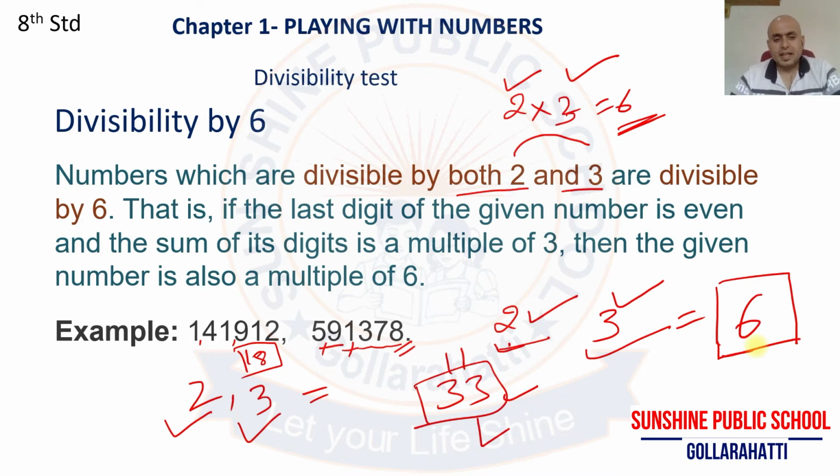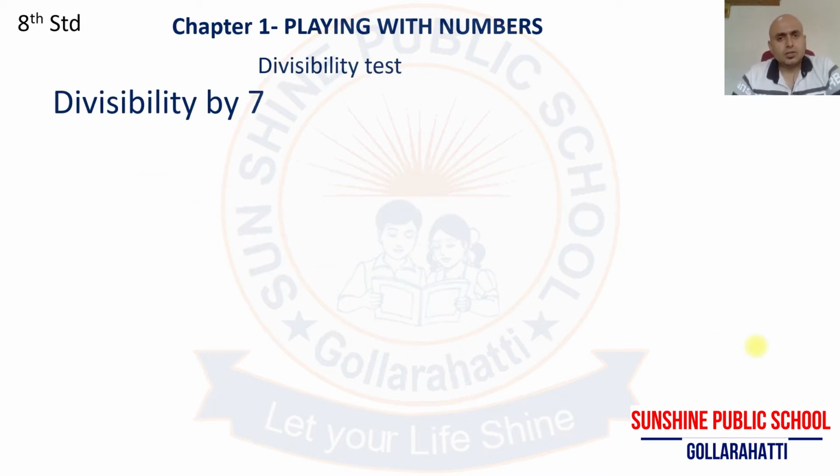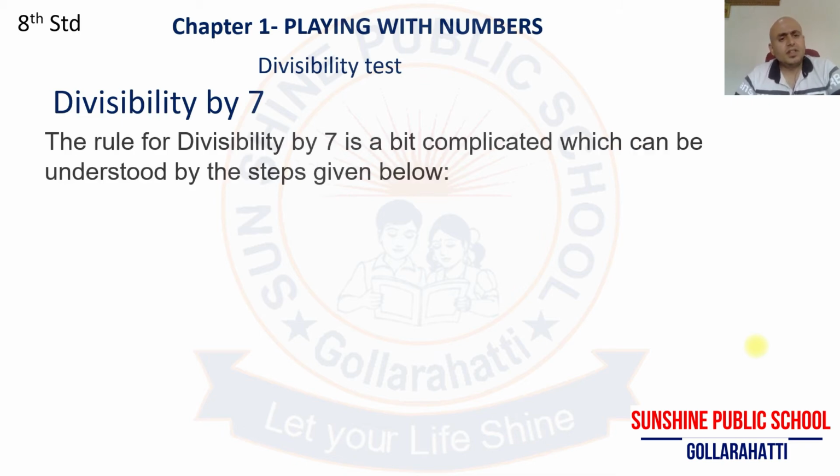Okay, next, divisibility by 7. So how to find whether the number is divisible by 7 or not? Let us check it. The rule for divisibility by 7 is a bit complicated, which can be understood by the steps given below. It is a bit tough and tricky, but look at the steps, it is easy.